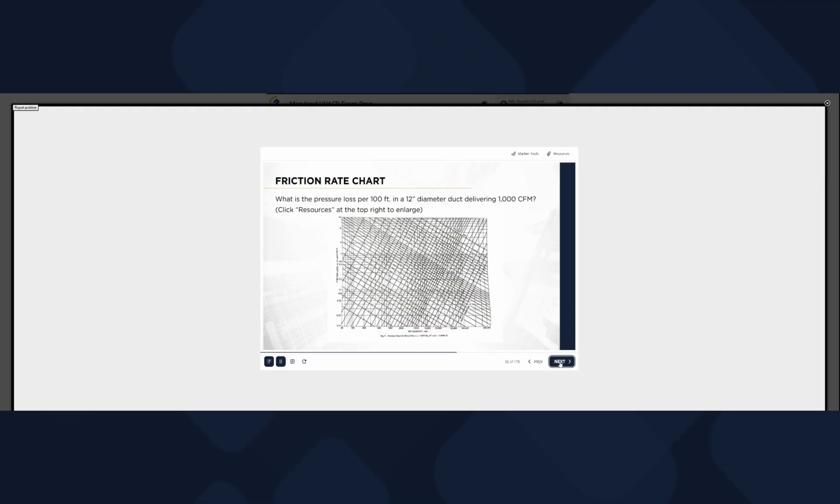What is the pressure loss per 100 feet in a 12-inch diameter duct delivering 1,000 CFM? Try to solve this one on your own. The answer is 0.2 inches per 100 feet.